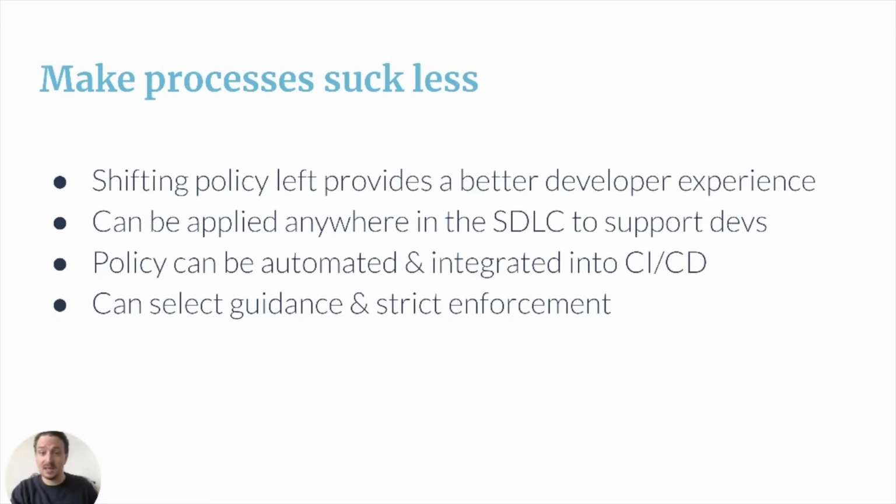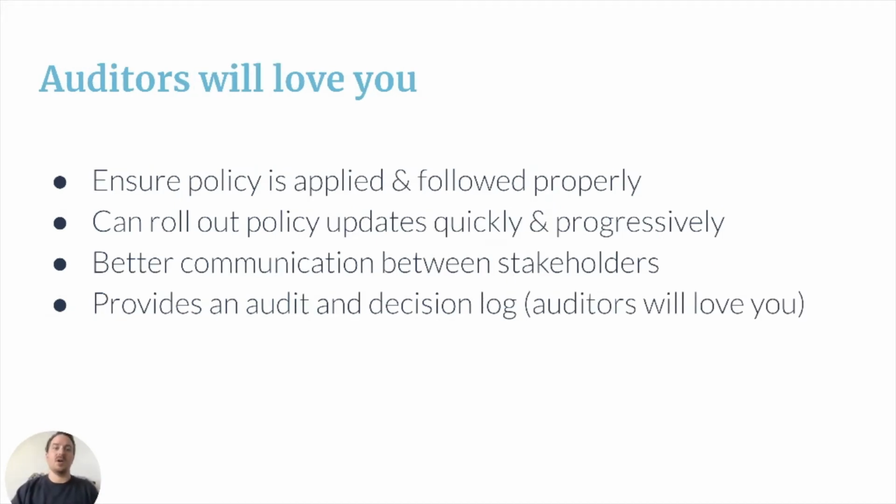Policy can be automated and integrated into your CI/CD systems, and as well as that, you can choose between providing just guidance or more strict enforcing of different rules as required. And so you can use that potentially to do progressive rollouts, which is really great for your ops teams. You can roll out policies quickly, but do it progressively. You can ensure that these policies are applied. You can provide better communication between all these stakeholders, because you have a communication interface with OPA. And obviously it provides an audit and decision log, which your auditors will love.